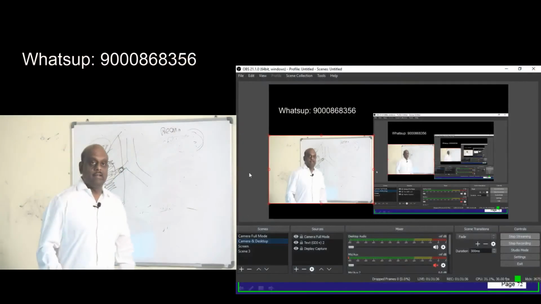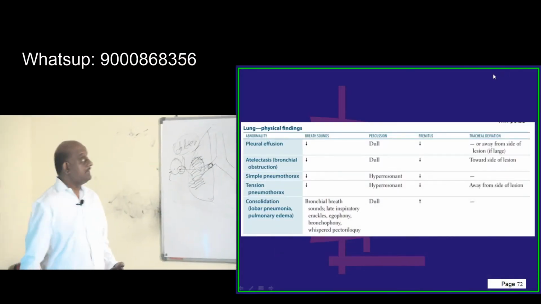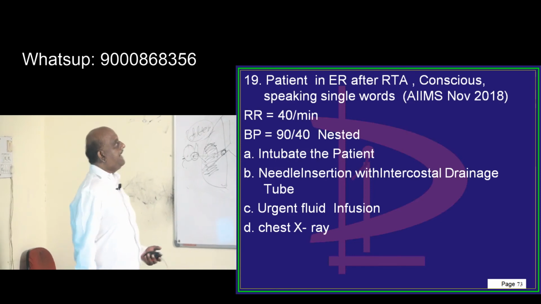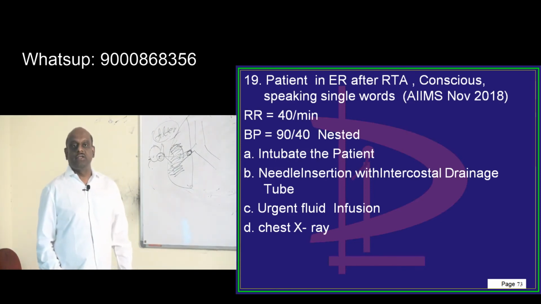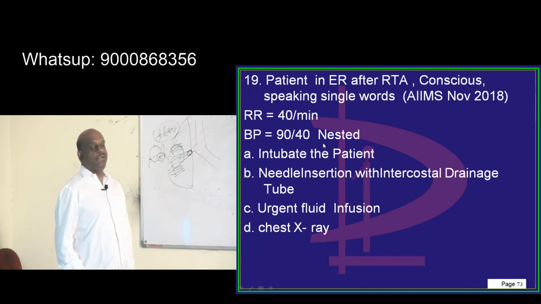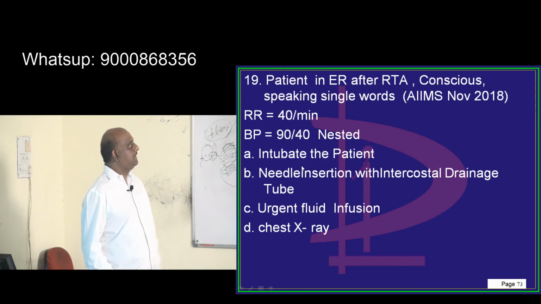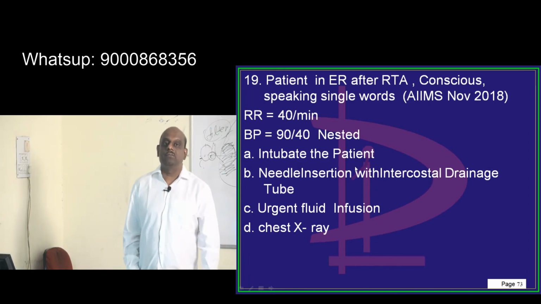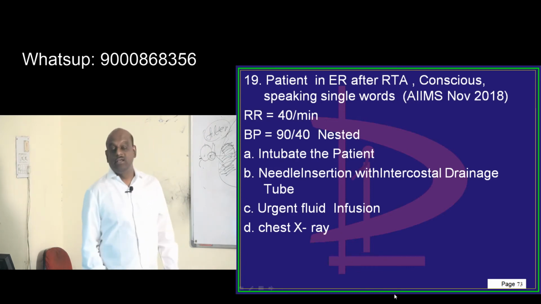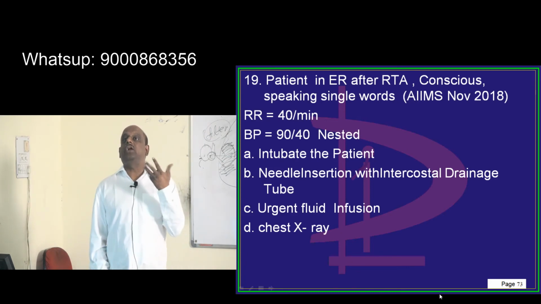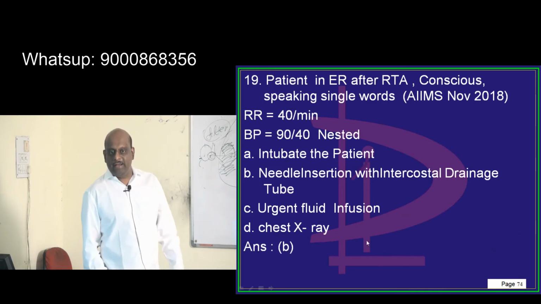Now doc, let's take up the next question. Patient is in the emergency room, road traffic accident, conscious, speaking single words, respiratory rate is 40, BP is decreased. What is the next thing that you want to do? Obviously, it is a case of pneumothorax. For the pneumothorax, when he has a lot of respiratory embarrassment, you have to treat by doing an intercostal drainage tube.